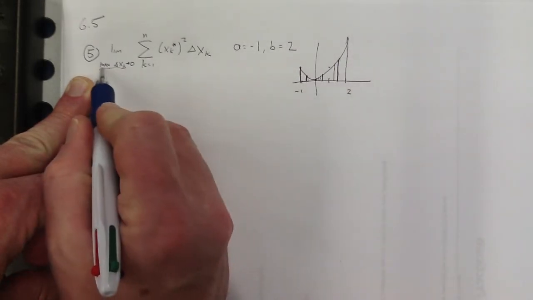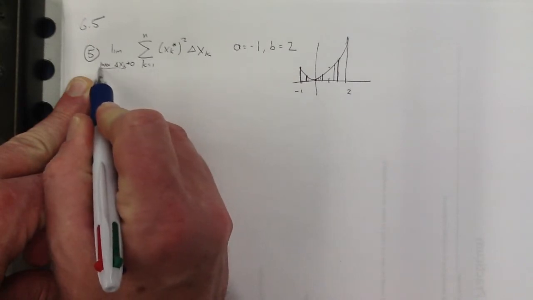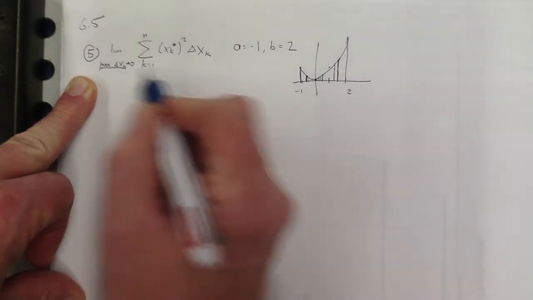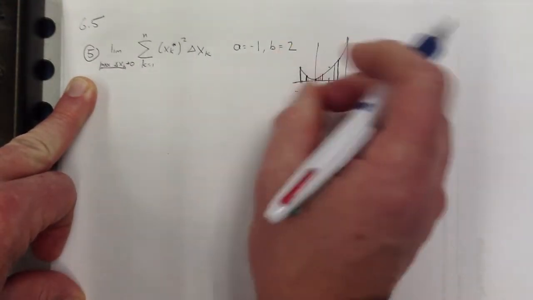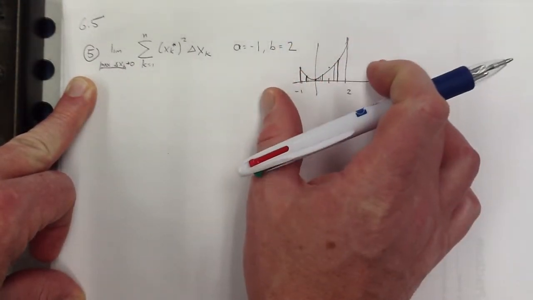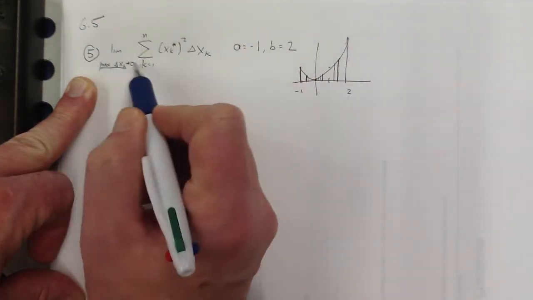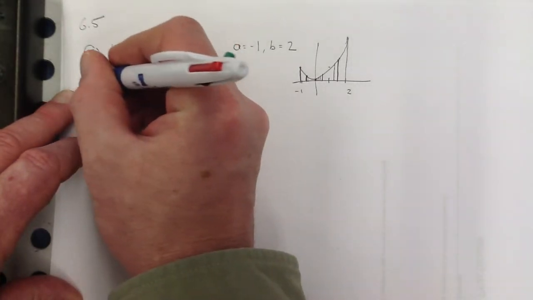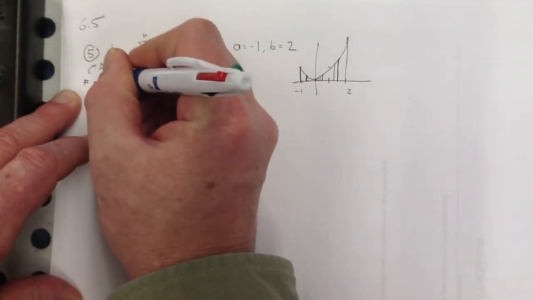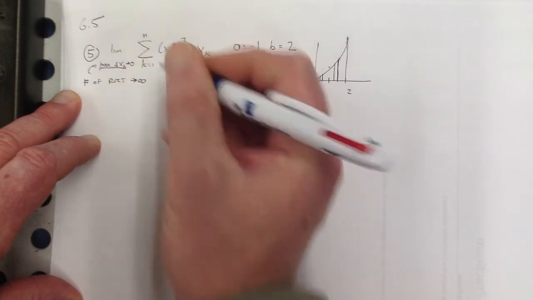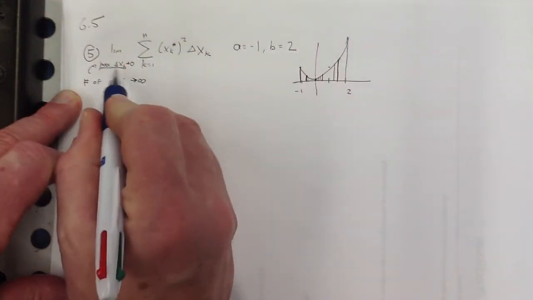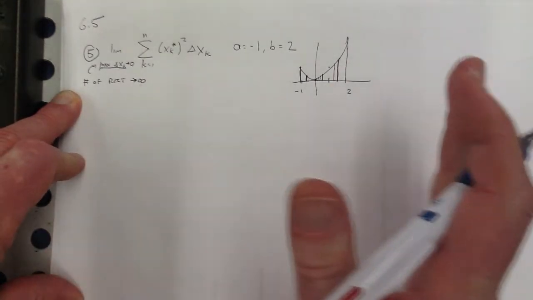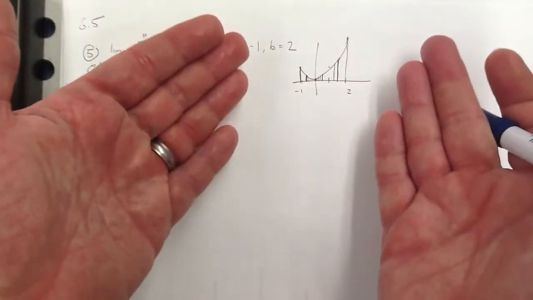So if we're going to take the limit as the maximum, the biggest one that there is, approaches 0, well, if the biggest one is approaching 0, that's going to force the width of all of them to approach 0. So that's just a way of saying we're going to let the number of rectangles go to infinity. It does exactly the same thing. If you force the width of the rectangles to 0, then the number of rectangles is going to go to infinity.